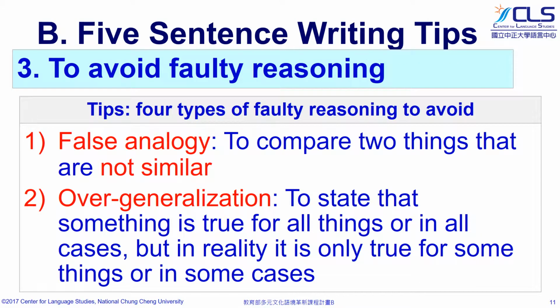Next, when we write, it's important to avoid faulty reasoning. There are 4 types of faulty reasoning, and here are the first 2 types: false analogy and overgeneralization. While false analogy compares 2 things that are not similar, overgeneralization states something is true for all things or in all cases, when in reality it is not.